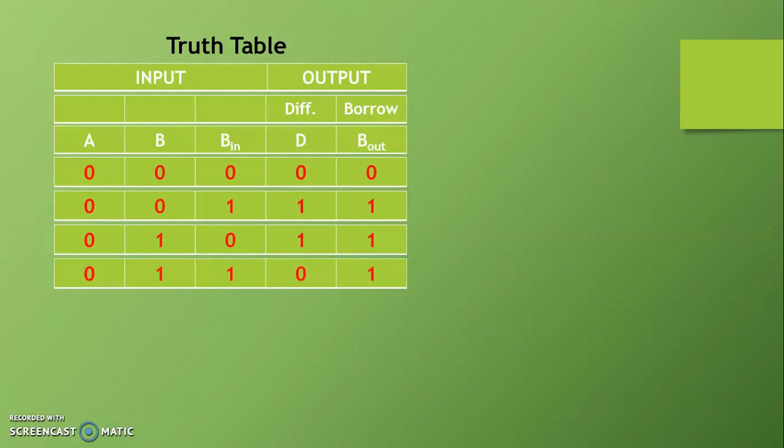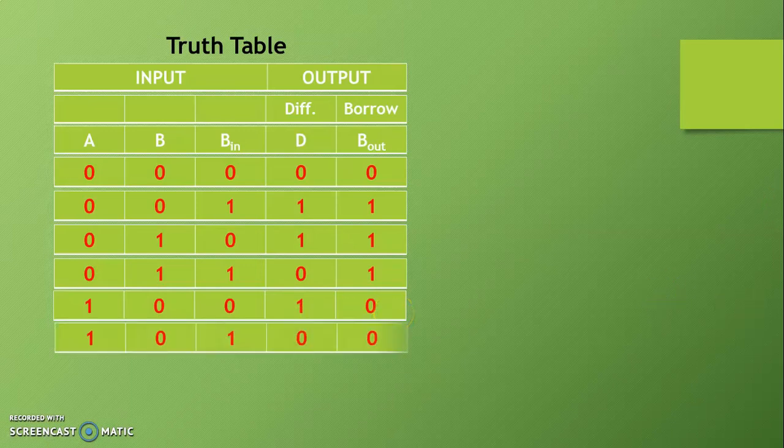0 minus 1 minus 1. So difference 0 and borrow, that is 1. Now next condition, that is 1, 0, first with the 0 previous borrow. So difference D is 1 and borrow 0. 1, 0, 1. So difference and borrow both are 0.